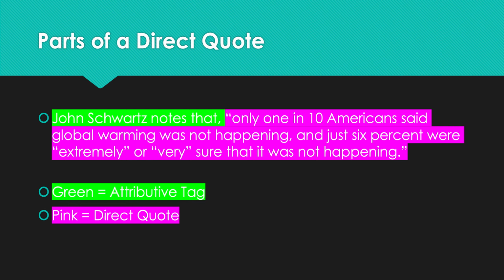In the highlighted green, we'll see what's called the attributive tag. This tells us who is saying this, right? It's important to note who's saying this because then we can look it up. If there's someone famous or some kind of expert in the field, then we can acknowledge that this is most likely something that we can find valid and ethical and true, right? And then, of course, the pink is where the direct quote comes from.